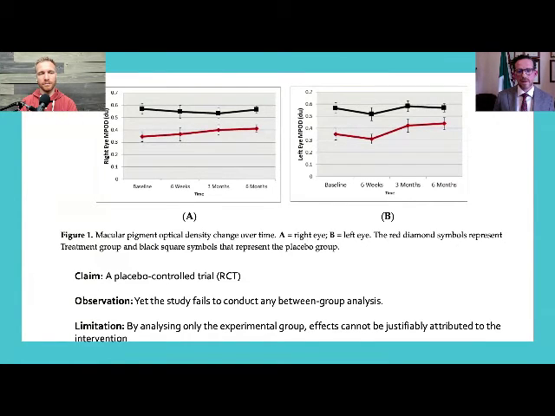The other problem here, Chris, in terms of the macular pigment is, the statistical analysis that was conducted to report what went on here did not look at the active group compared to placebo. It basically ignored, not always, but it ignored the placebo for the most part. And it just looked at changes in terms of what was going on in the active group. If we look here, and that's why we say it failed to conduct any between group analysis. So by analysing only the experimental group, effects cannot be justifiably attributed to the intervention if any effects were happening thereafter.